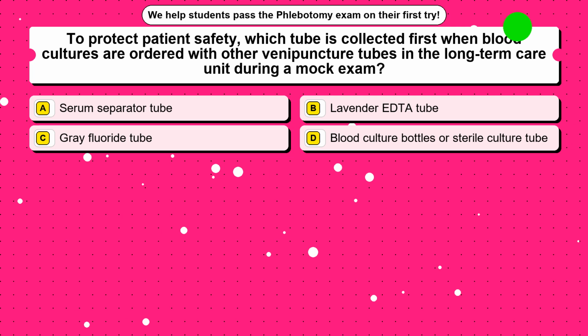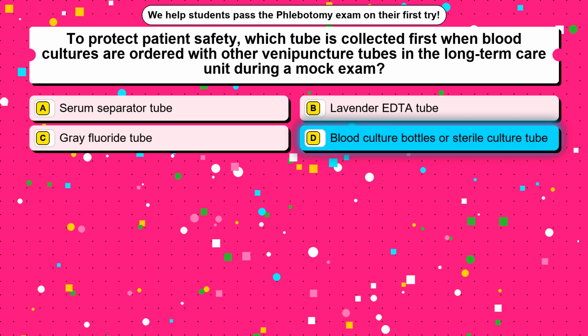Question 38. To protect patient safety, which tube is collected first when blood cultures are ordered with other venipuncture tubes in the long-term care unit during a mock exam? Option A. Serum separator tube. Option B. Lavender EDTA tube. Option C. Gray fluoride tube. Option D. Blood culture bottles or sterile culture tube.